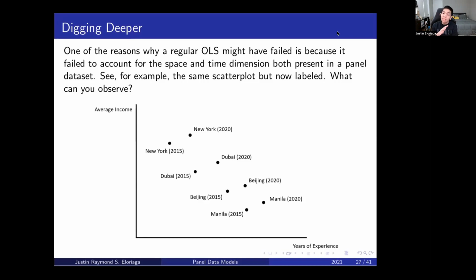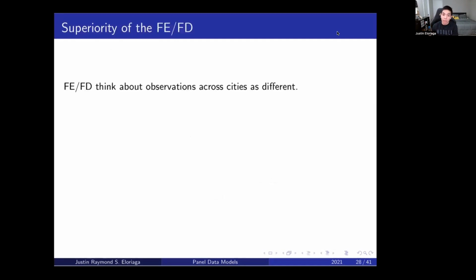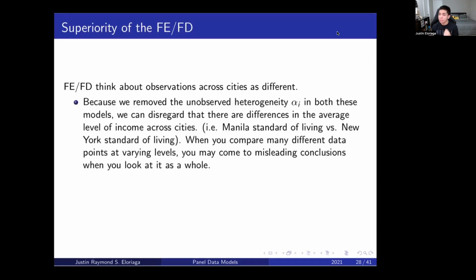So what you can see now is that the general trend is actually upward, but if we have all of these points as just nameless points, we're going to end up deriving a downward sloping line, which will imply a beta that is negative. But the true beta that we should be observing is an upward sloping one. And how can we get that upward sloping result? It's simply because the fixed effects or the first differences model, which we discussed before, thinks about observations across cities as different. Not all these cities are directly comparable.